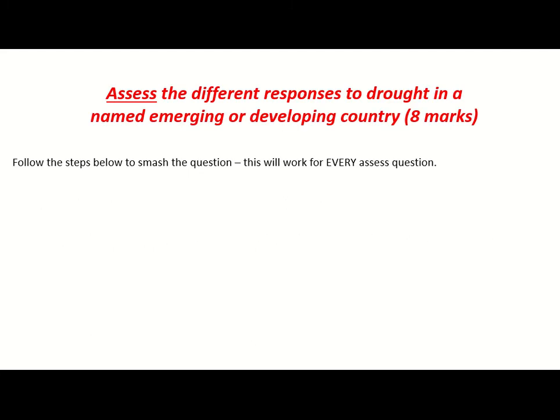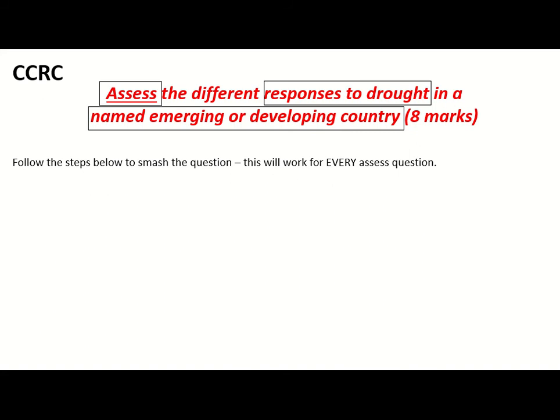So here we go. Assess the different responses to drought in a named, emerging, or developing country. And this question, again, is not just one that's made up. This is an actual exam question. So the command word is assess, which means you need to have a conclusion. There is not a resource here. And the content is that you're looking at responses to drought in an emerging or developing country. So how is drought managed in essentially Ethiopia, because that's the country you're going to study. So CCRC: command word, the content, responses in an emerging country. No resource needed, but you do need a conclusion.